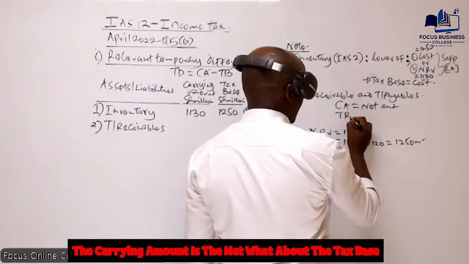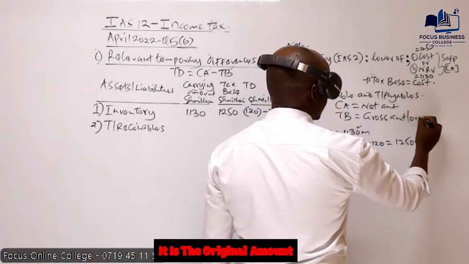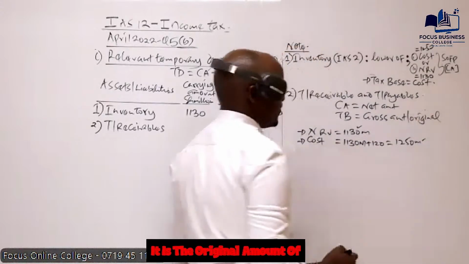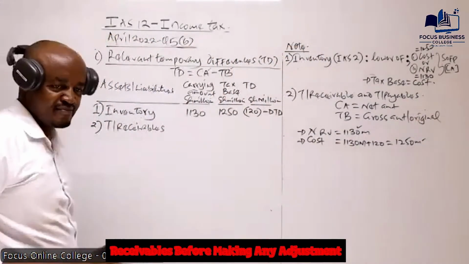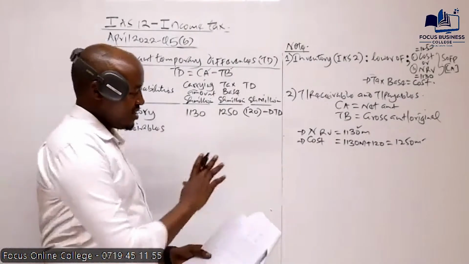What about the tax base? Tax base is the gross amount. It is the original amount. It is the original amount of receivables before making any adjustment. Before making any what? Adjustment. Let's go through that point now, having that knowledge.